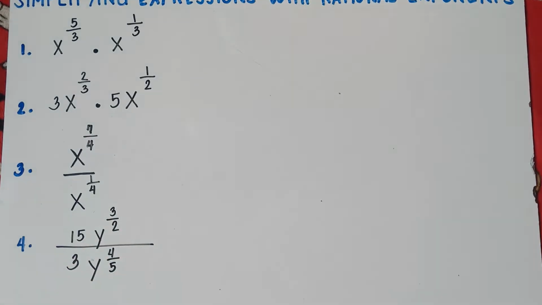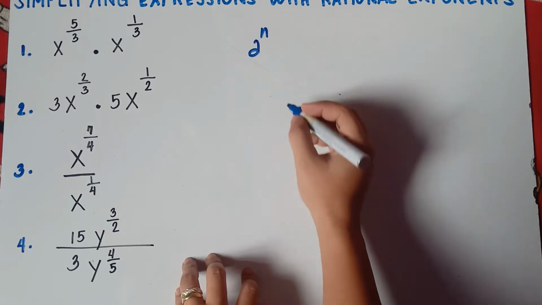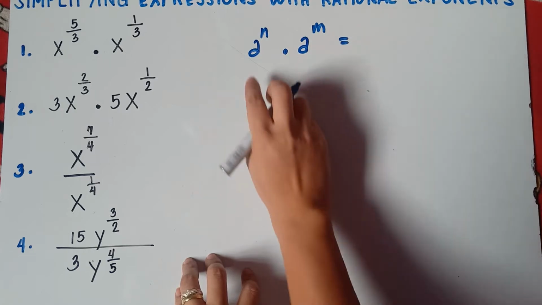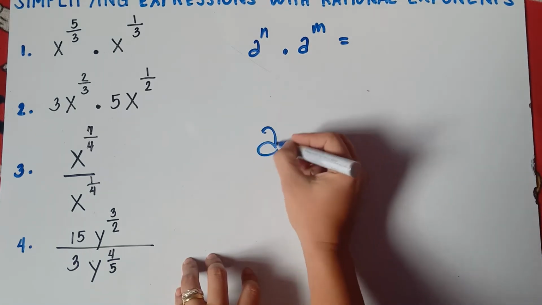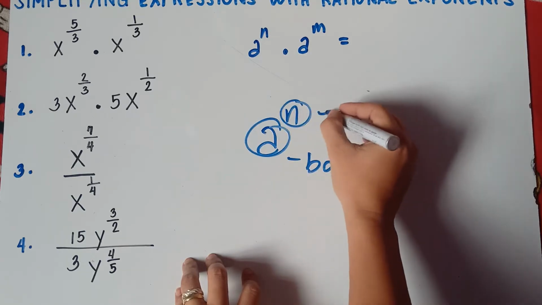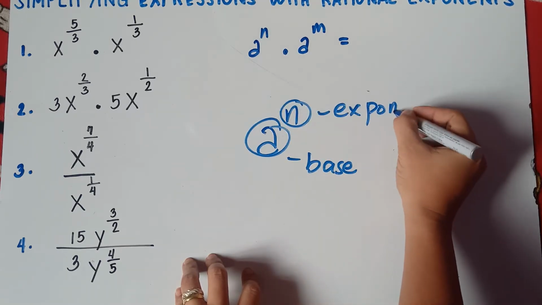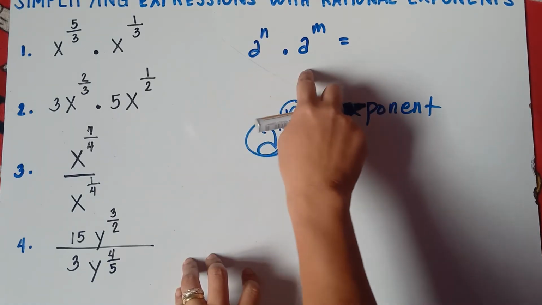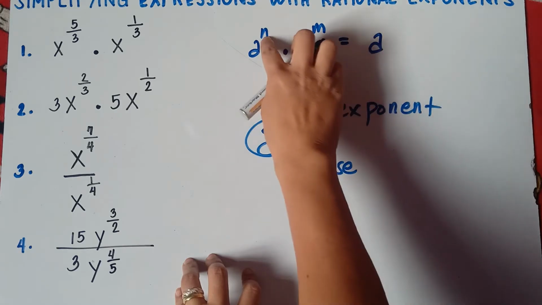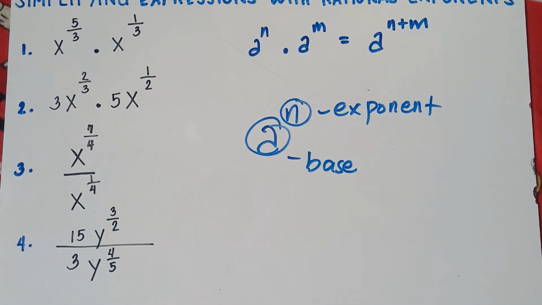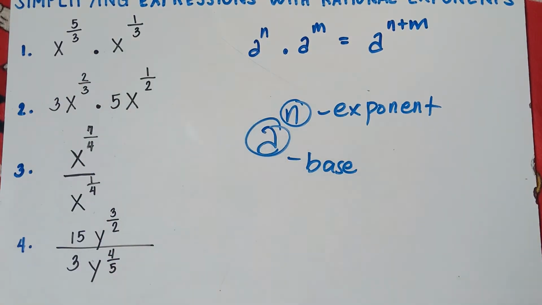In the product rule, it says a raised to the power of n multiplied by a raised to the power of m. Here, a is our base and n is the exponent. In the product rule, class, if you still remember, if they have the same bases, simply copy the base, then add the exponents, n plus m. Alright, that's the product rule of the laws of exponents, and we'll be applying that in this number 1.